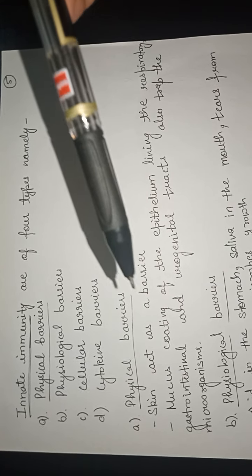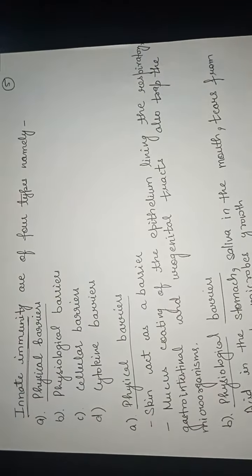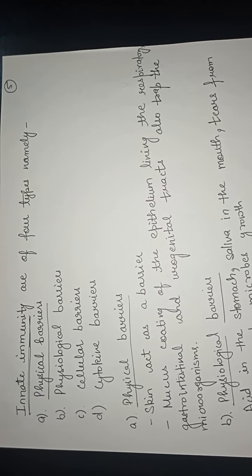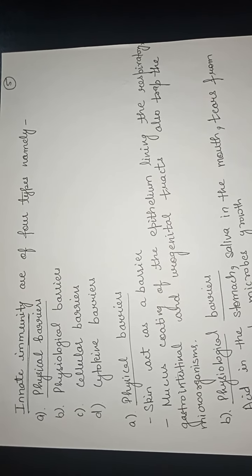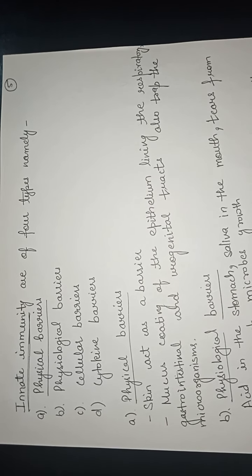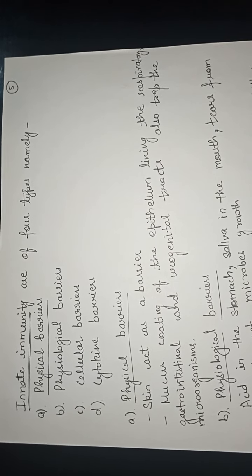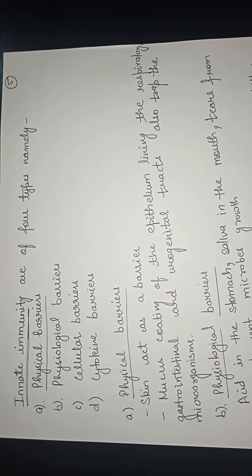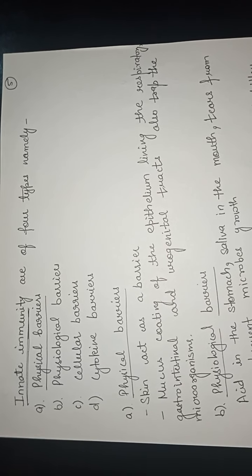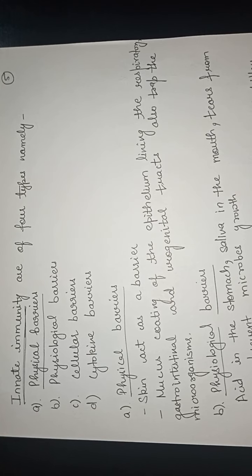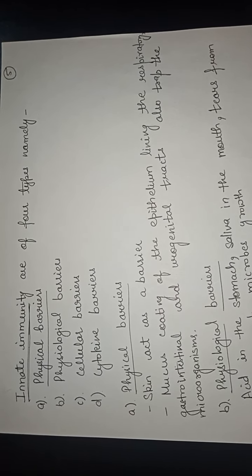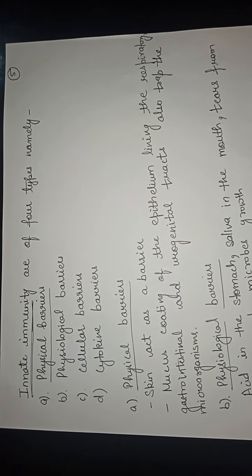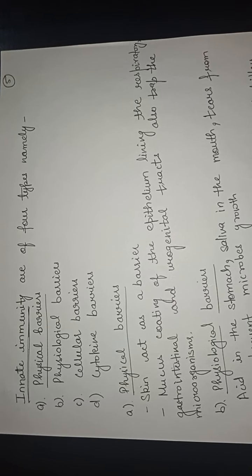In the case of physical barriers, like skin, our skin acts as a barrier between the pathogen and the body. It does not let the pathogen enter, except through the entry points like the eyes, nose, and mouth. From these the pathogens can enter, but otherwise they are not able to enter our body through the skin. Clear? You can take the example of coronavirus also. We have to keep our face covered for that reason, so that the pathogen will not enter our body. So skin acts as a barrier.